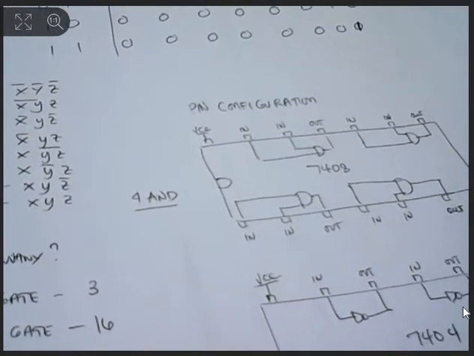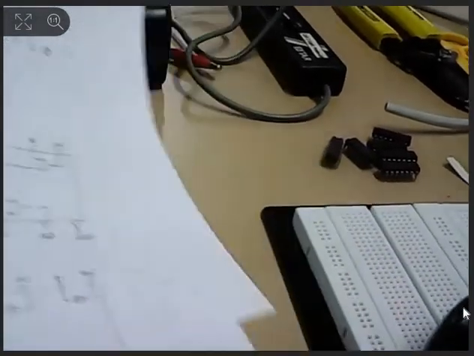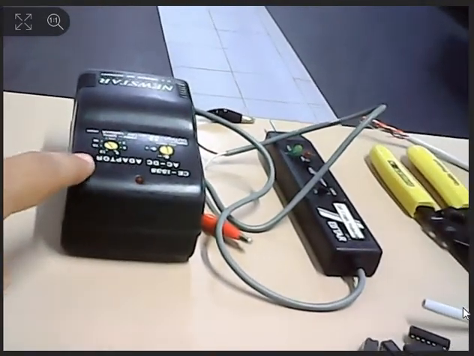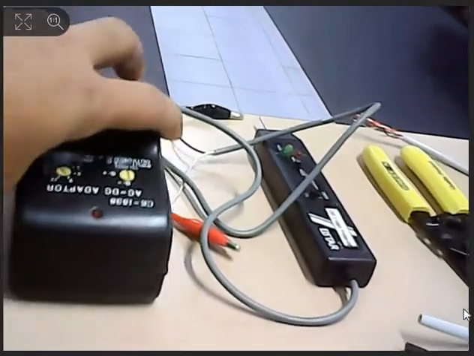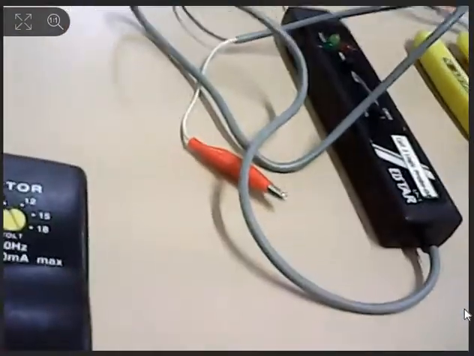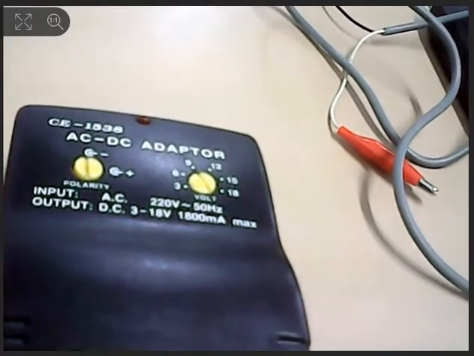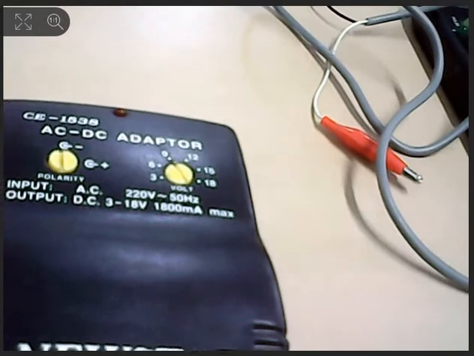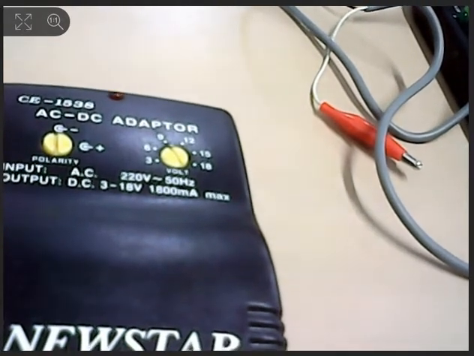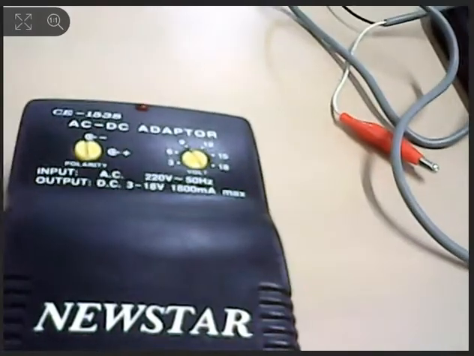Now, the next thing we're going to do is introduce to you the materials. This one, we have the adapter. Take note, in this case, the adapter has an adjustable voltage from 3 to 18 volts. If you're going to use that one, be careful, and make sure that you have a tester.